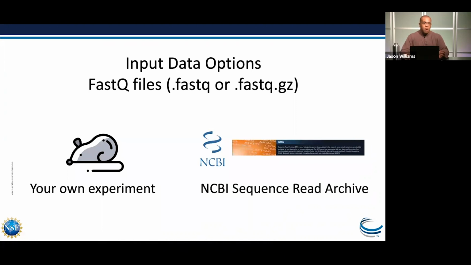And on the Sequence Read Archive, you can search by organism, you can search for RNA-Seq experiments, and you can actually download FASTQ files, although you'll have to do some processing to extract them from the NCBI SRA format. You can go ahead and import those files and use them in your Subway project.